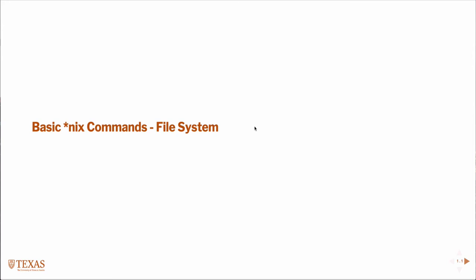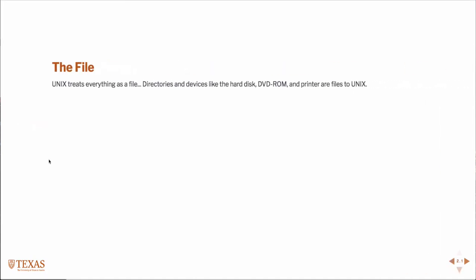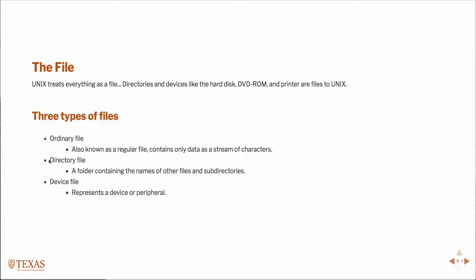So in this lecture, we're going to talk some more about basic Unix commands related to navigating the file system specifically. So in a Unix system, everything is treated like a file. That includes things on the hard disks, DVD ROMs (these aren't really relevant these days), and printers, which would be what we call device files in the lingo of Unix.